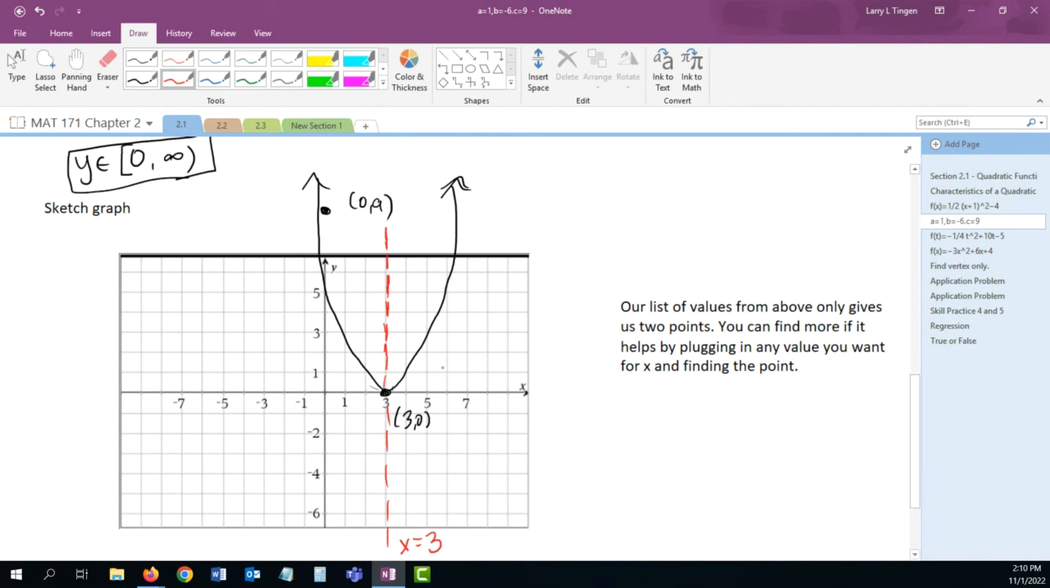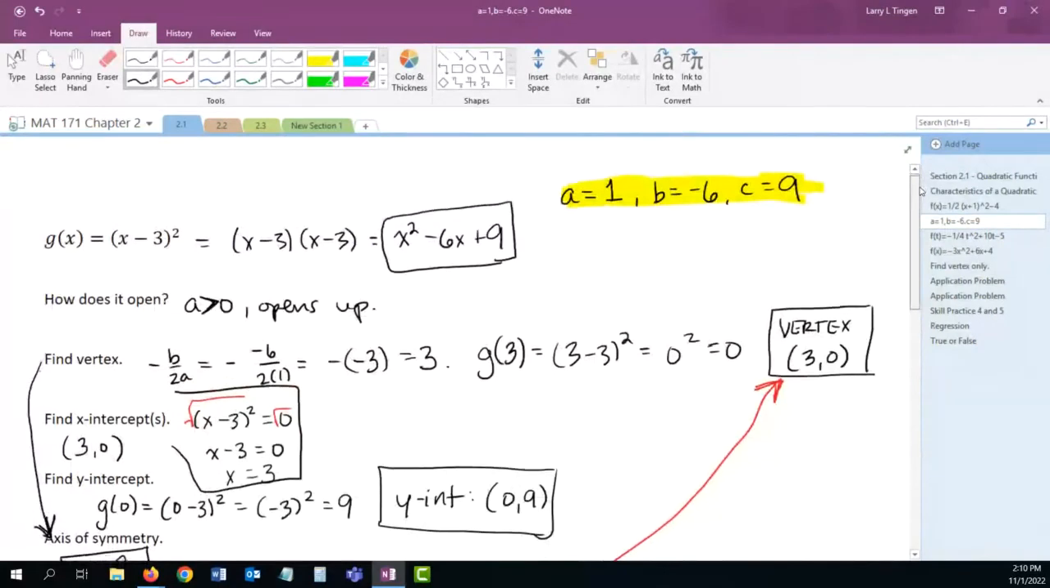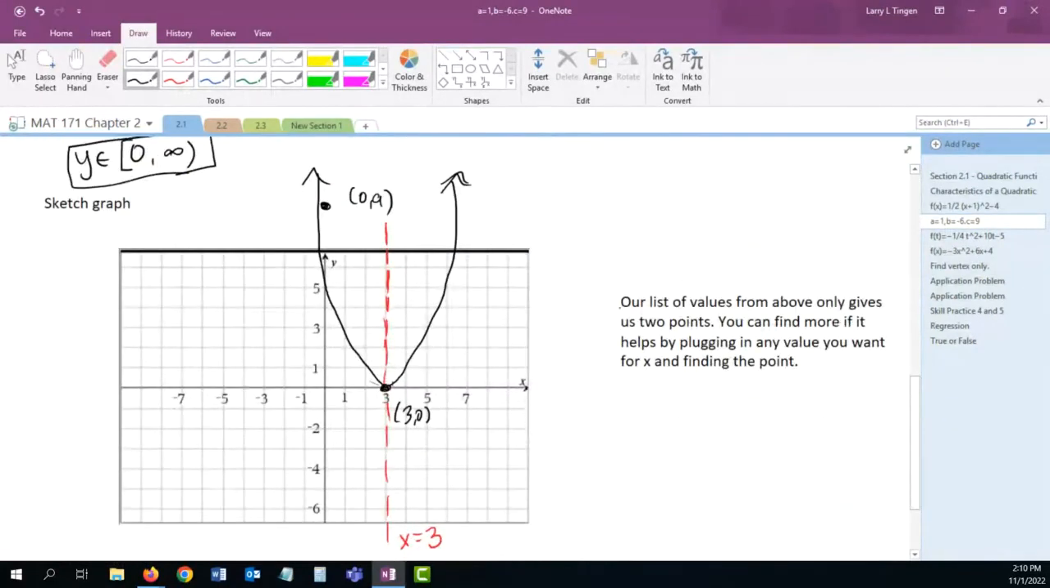But if you wanted to get some more points before you sketched it, you can find them. I've got the vertex and I know this point. If I wanted to find what it looks like to the right of my vertex, maybe plug in 4, plug in 7, plug in 9. Any of those are valid, and you can find some other points here.